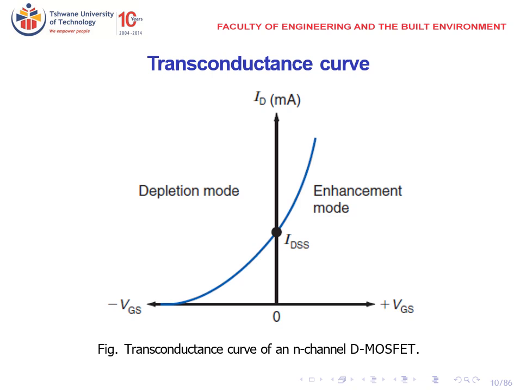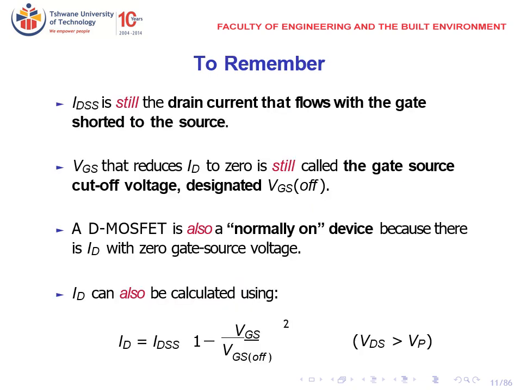Transconductance curve. So this is how you will draw the transconductance curve. As VGS becomes more positive, the value of ID increases. As VGS becomes more negative, we have less and less ID until it's ID equals 0. That's when we get the VGS off. To remember, IDSS is still the drain current that flows when the gate is shorted to the source. So it's still the maximum current, but it's not really the maximum, because if you supply a positive VGS, you'll get a higher value than this IDSS.